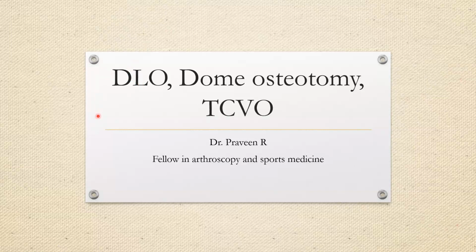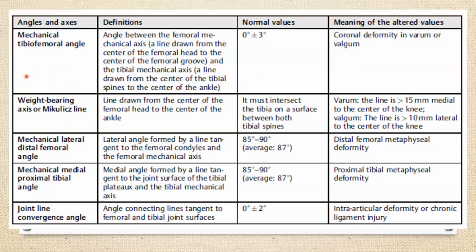To start off, just a quick summary of the most important angles we should keep in mind while planning a deformity correction. These are the systematic steps put forward by Paley with regard to any deformity around the knee. As discussed, we have to look for the hip-knee axis, then the weight-bearing Mikulicz axis to determine varus or valgus, and the mechanical LDFA and the MPTA to localize the deformity, whether it's in the femur or the tibia. Additionally, we also look for an intra-articular deformity and congruence of the joint by measuring the joint convergence angles.